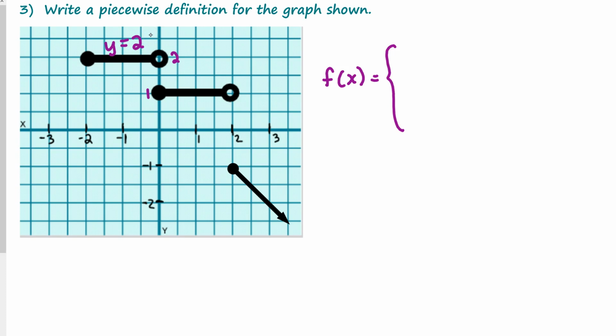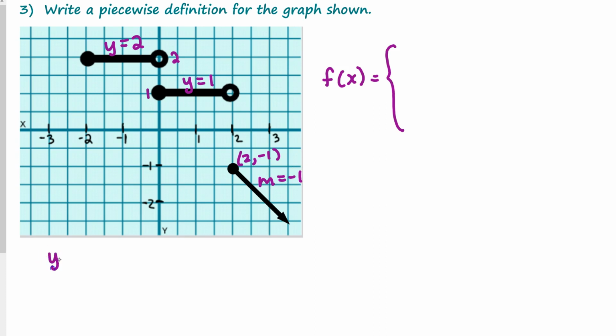Then look at the next piece, the middle piece. It's another horizontal line, and it's at a height of 1, so that piece is the piece y equals 1. And then let's take a look at the third piece, and it's part of a line, and we know it goes through the point 2, negative 1. And we can tell pretty clearly that it has a slope of negative 1. So we can find the equation of that line.